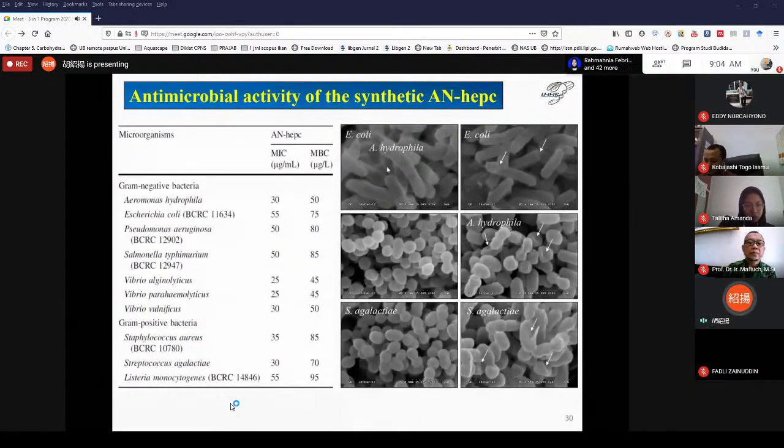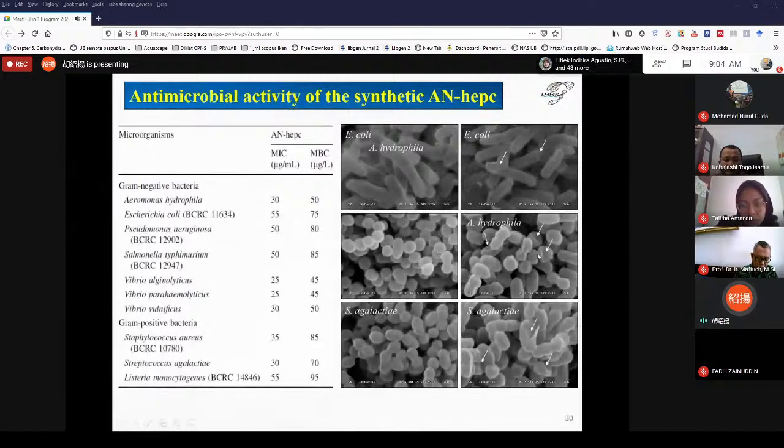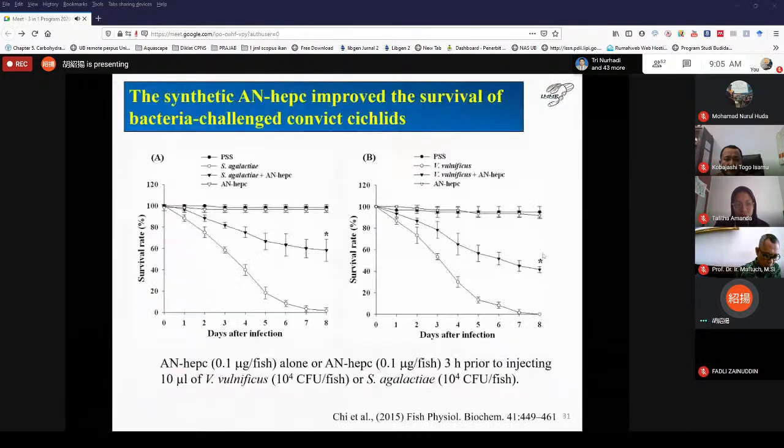We also looked at the morphology of pathogens after treatment with synthetic hepcidin. This one is E. coli, and on the left side is the control, meaning without hepcidin. On the right side, the arrow shows the cells after treatment for 1 hour. You can see the membranes are disrupted, and some membranes are atrophied or changed. So it means this antimicrobial peptide has antibacterial functions.